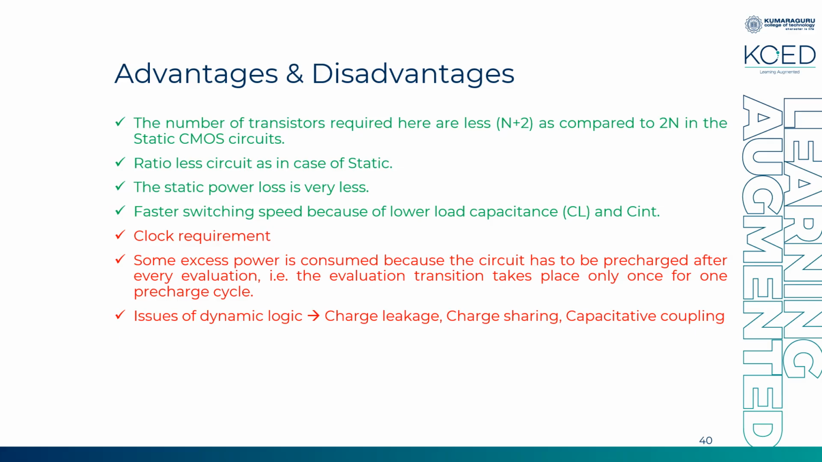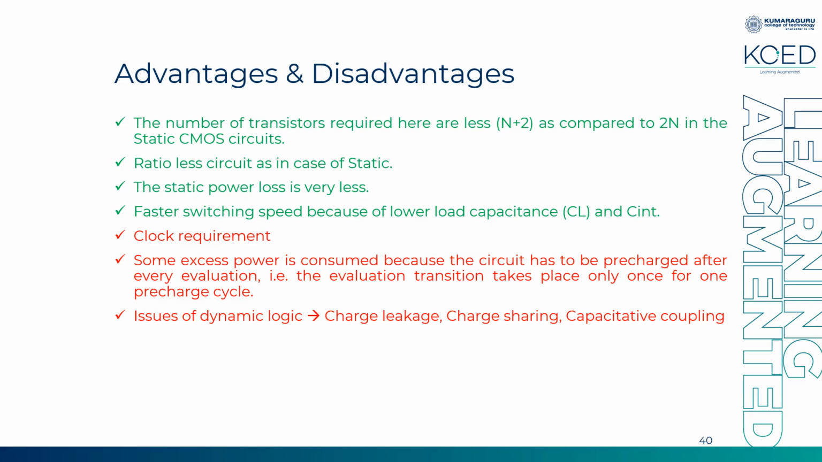Because you are forcing input during every evaluation phase. So the graph will always keep going like precharge, evaluation. So before you force an input, you have to precharge. Each time you precharge, then evaluate, precharge, and evaluate again. So every time you precharge, there is some power consumption happening. Okay, so the disadvantage is because during evaluation phase only one transition can happen. So this is one of the drawbacks.